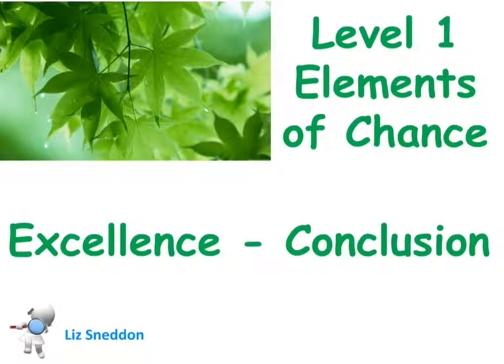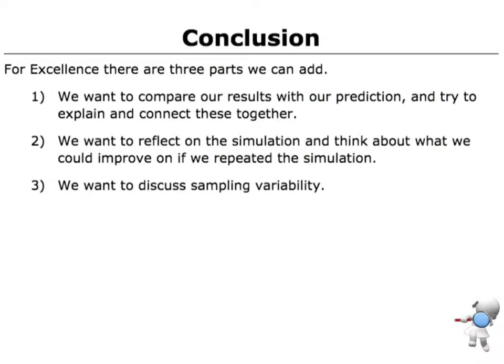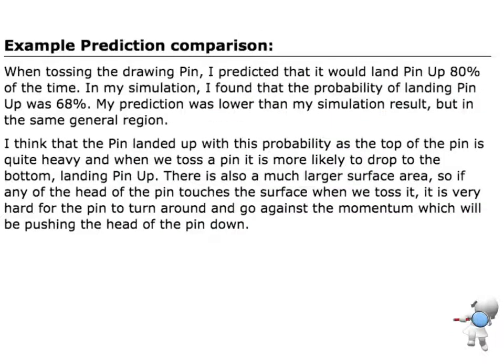Let's have a look at what we need in our conclusion for our excellence. So there are 3 things that we can add. We want to be able to compare our results with our prediction and try to explain and connect this together. We want to reflect on our simulation and think about what we could improve. And then we also want to talk about that idea of sampling variability: if we did another investigation, what would we find? So let's take a look at the prediction comparison.